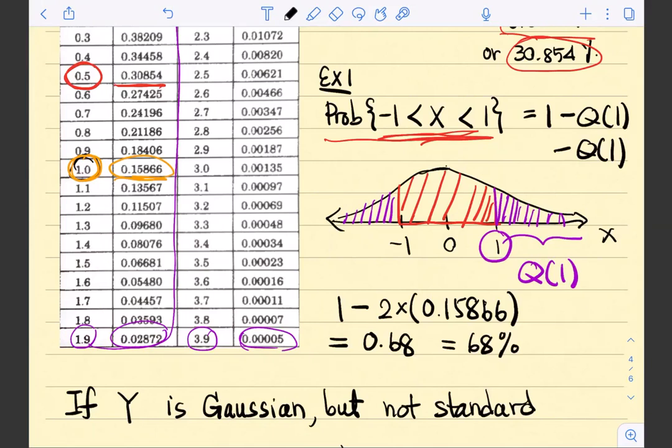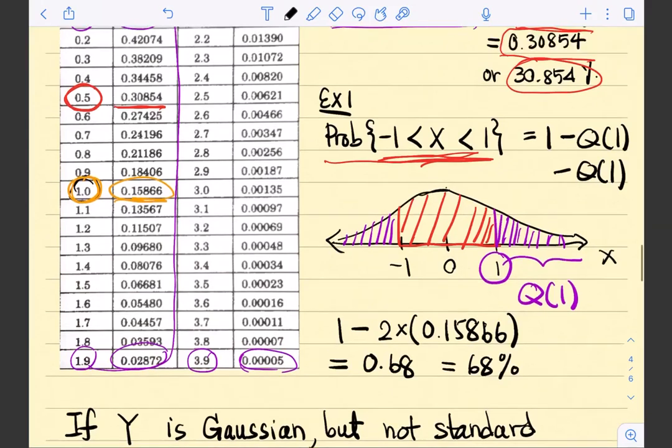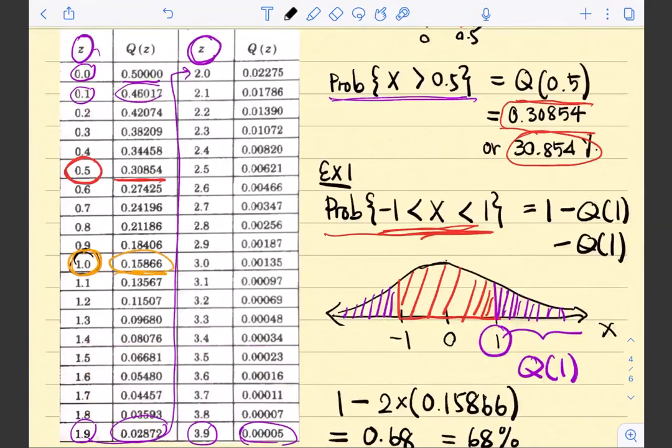If you run this random variable, it's going to give you a number between -1 and 1 with a chance of approximately 68%. Okay. Everyone got this? Yeah. So you don't need to do integrations. You can use this table of Q functions.